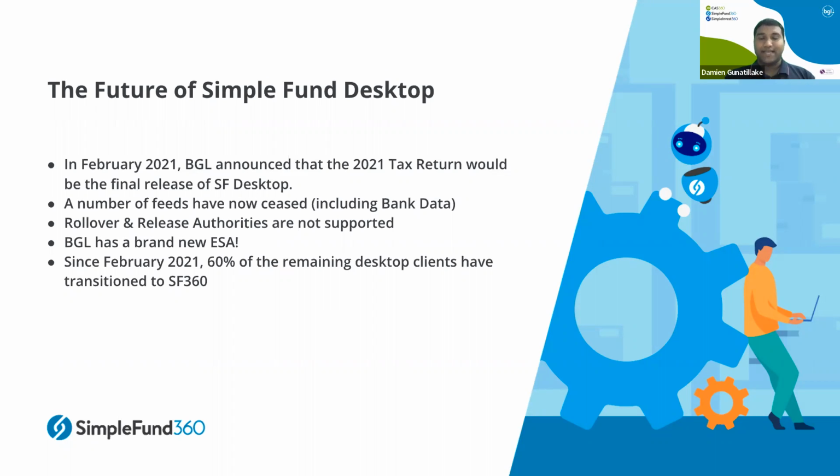In order to access that, you do need to be on the latest and last version of Simple Fund Desktop, which is 2021.1. So if you have your Simple Fund Desktop software open or available, whether it's now or after the webinar, double check the version of it. If it's 2021.1, you should be able to access the 2021 SMSF annual return. If not, you'll be able to update your software, usually with your IT team as part of that process.